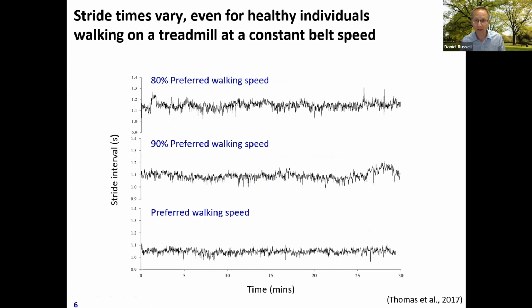And if we do that, we get data that looks like this. So we can see these stride times are varying, and this is for an individual walking on a treadmill for 30 minutes. You don't need to collect quite that much data, but there's a sort of thing we can do in our lab. We can have people walking for a while, and you can see that there's variation.